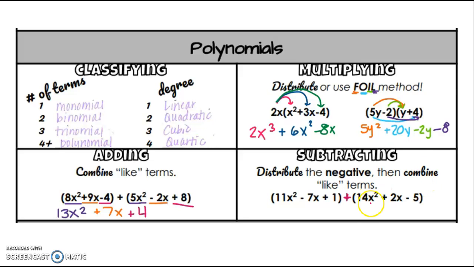So my 14x squared is going to become negative 14x squared. My positive 2x is going to become a negative 2x, and my negative 5 is going to become positive 5. And now I'm going to come through just like I did on the adding example and combine my like terms. And after you combine the like terms, this is what you get right here as your final answer.